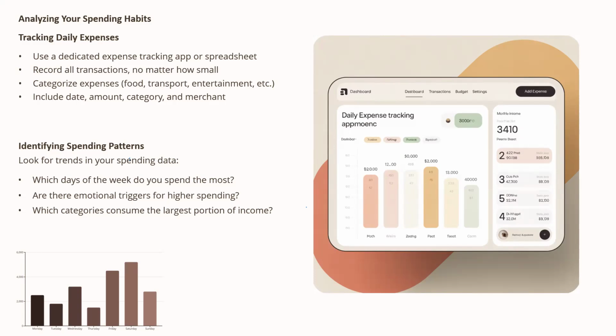So use a dedicated expense tracking app or a spreadsheet just to know how much you are spending. Record all of your transactions, regardless of how small they are. Categorize all of your expenses and include, for example, a date and the amount that you're spending for each one. There are apps that will allow you to do this. I would have also shared that in the previous email. So like Every Dollar, YNAB is another app, as well as Money Lover, which is kind of my favorite one.